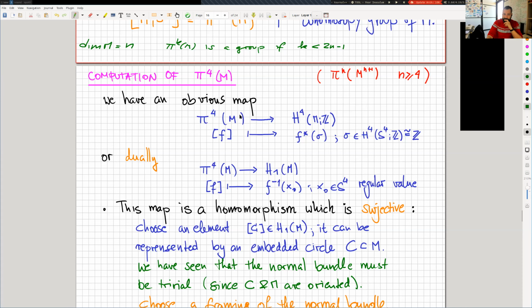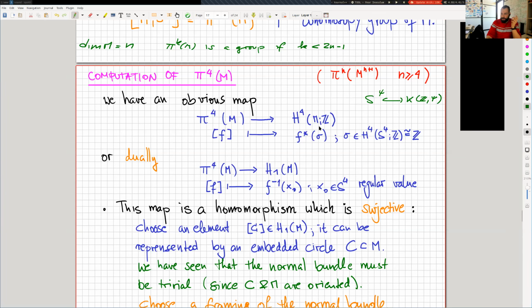Okay, so we have an obvious map from pi4, the 4th homotopy group, to the 4th cohomology group. This map F is just a map from M to S4, and what you can do is pull back a generator of H4 of S4 to H4 of your manifold. This is what you get here. For the experts, this map is just induced by the map from S4 into KZ4, right? This is just the map induced by this one here.